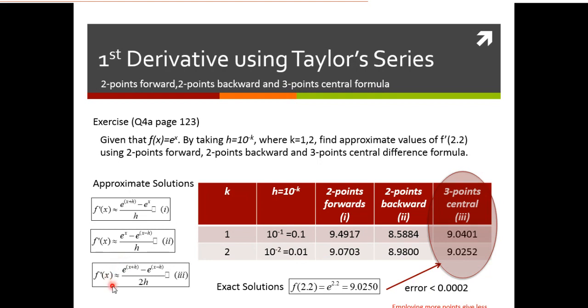Okay, and then the third formula that you're going to use is the 3-point central difference formula, whereby f prime x, or the derivative of f of x, is equal to f of x plus h minus f of x minus h, which I have replaced with the correct equation of e to the power of x. Because this is f of x plus h, I have to replace the x value with x plus h, and then minus f of x minus h, divided by 2h.